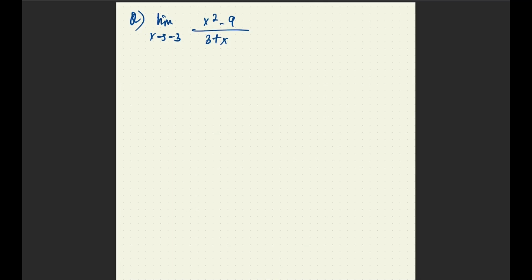Okay, so let's try and solve this other question. So as usual, the first thing is that we're going to try and plug in. So this is minus 3 squared minus 9 divided by 3 plus minus 3. So minus 3 multiplied by itself is positive 9. So that gives me 9 minus 9 divided by 3 minus 3. So this basically is 0 over 0. And we just said that this is an indeterminate form.